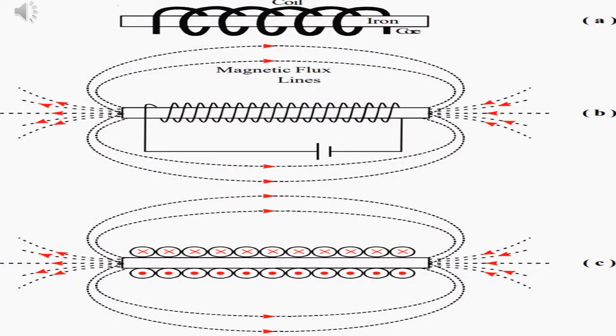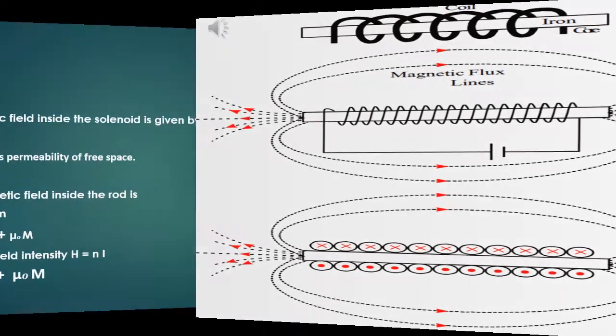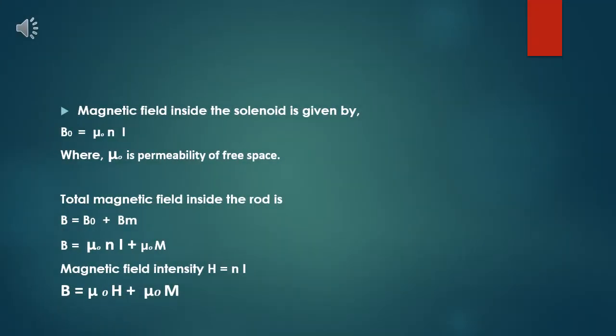Let us consider a rod of such a material with some net magnetization placed in a solenoid with n turns per unit length and carrying a current I. Magnetic field inside the solenoid is given by B0 is equal to mu0 Ni, where mu0 is permeability of free space.